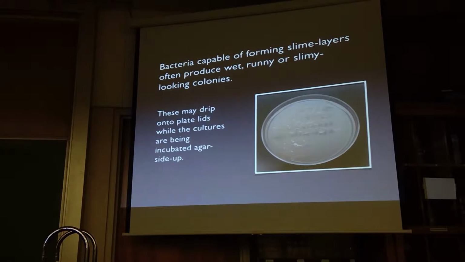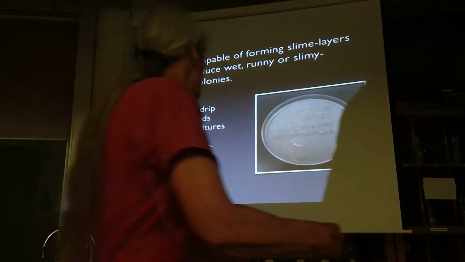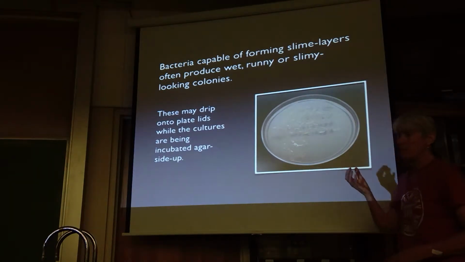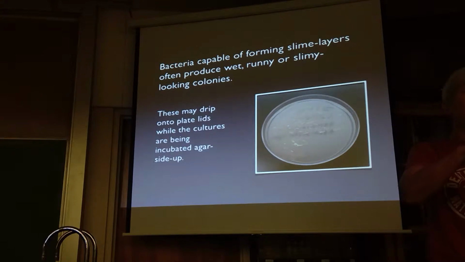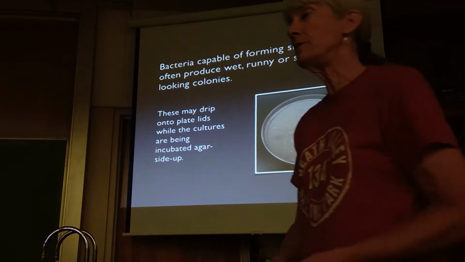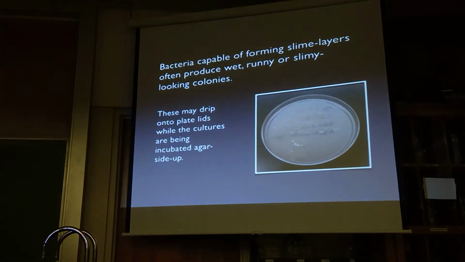The Azotobacter will often produce really slimy bacterial colonies. It's kind of hard to see these. They're nearly transparent on this plate. Sometimes they're so slimy that the plates are incubating agar side up, and that slime will drip into the lid. So you may see really slimy samples. We're going to do a capsule stain that is a combination of Klebsiella and Azotobacter, and hopefully you'll get to see good capsules and hopefully slime layers too.